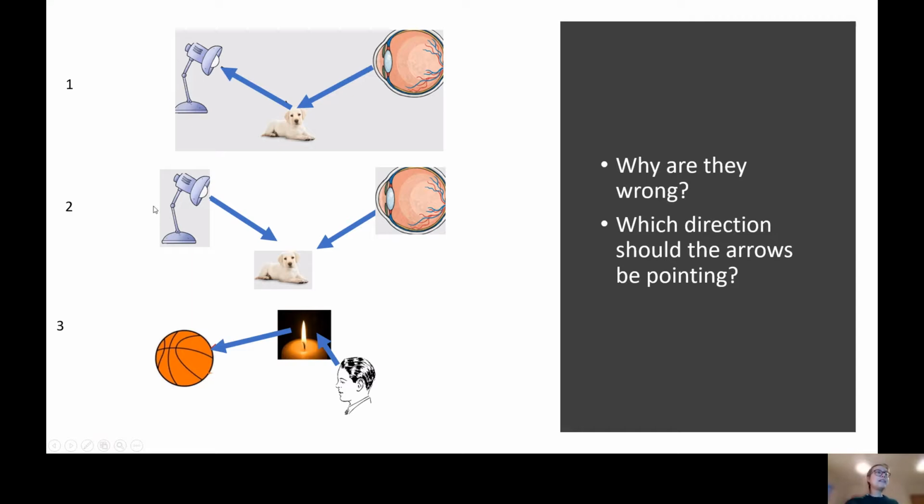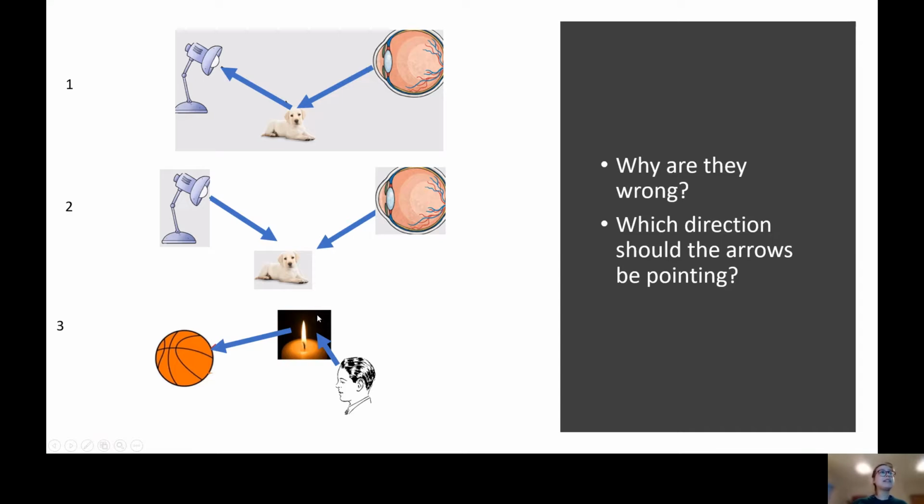Take a look at this diagram in number 2. What's wrong with the diagram in number 2? Pause this video now and have a think. Well, we can see this first arrow pointing from the light source to the dog. Is that correct? Yes, that arrow is correct. However, this arrow is pointing from the eye to the dog. It should be pointing the other way around because the light is reflected off the object back to the eye.